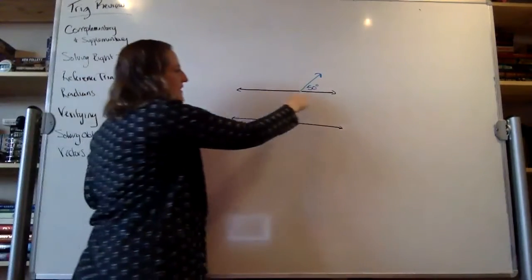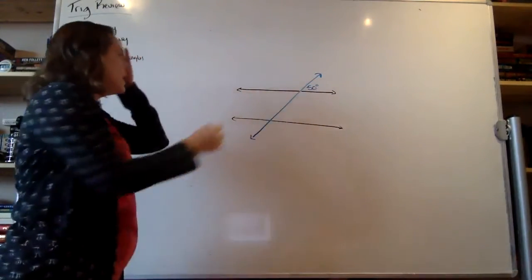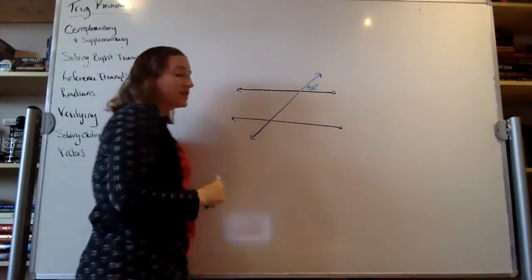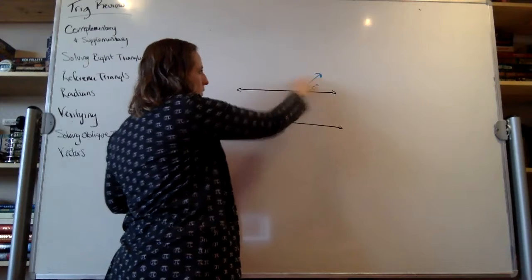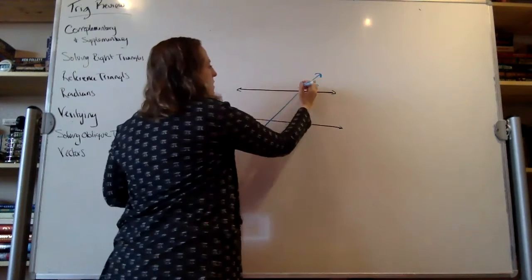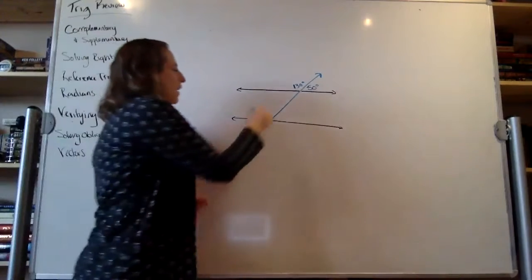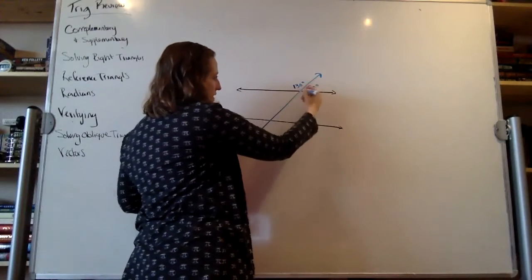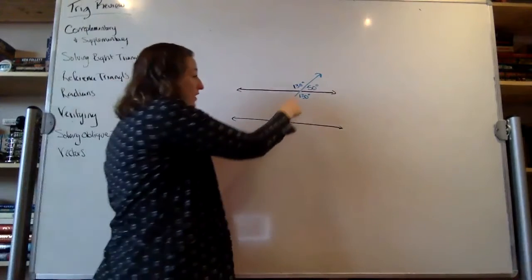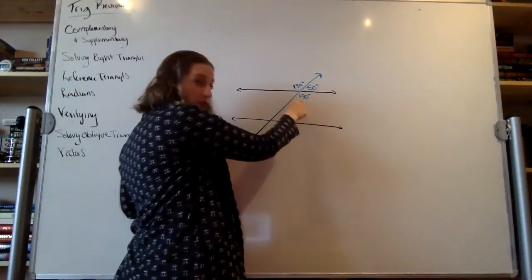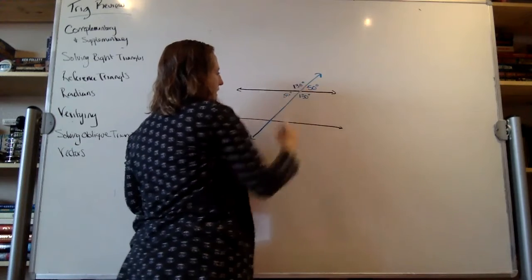Why? Because they sit along a flat line, and the flat line measures 180 degrees. So this angle and this angle are supplementary, which means I can figure out what this angle is by doing 180 minus 50. So this angle must be 130 degrees. Now, if this is 130 degrees, this is also 130 degrees. That's using vertical angles. Or I could have said that this angle and this angle are also supplementary. Then this has to be 50 degrees as well.